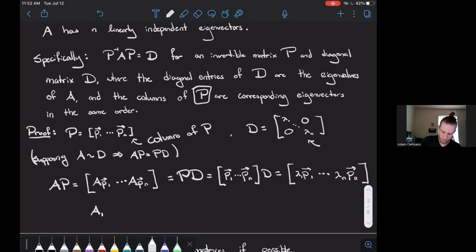AP1 equals lambda 1 P1, and all the way up through APn is equal to lambda n Pn. Every single column of P turns out precisely to be an eigenvector of A with eigenvalue lambda i corresponding to that column.